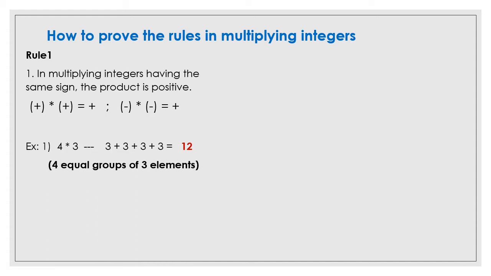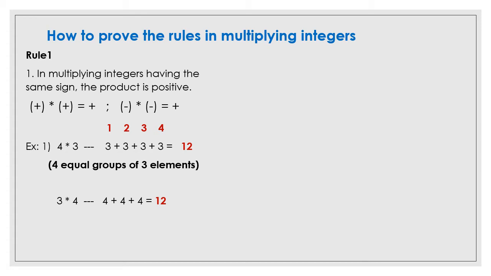So ang ibig sabihin nito ay may 4 equal groups of 3 elements tayo. So we have 1, 2, 3, 4. And each group has 3 elements. So we have 3 plus 3 plus 3 plus 3 equals 12.